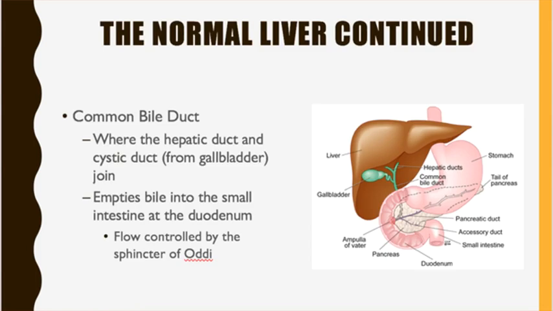All right, more on the liver, we can talk about the common bile duct. That is where the hepatic duct and the cystic duct from the gallbladder both join, and then it empties bile into the small intestine at the duodenum. The flow of this bile entering is controlled by the sphincter of Oddi.